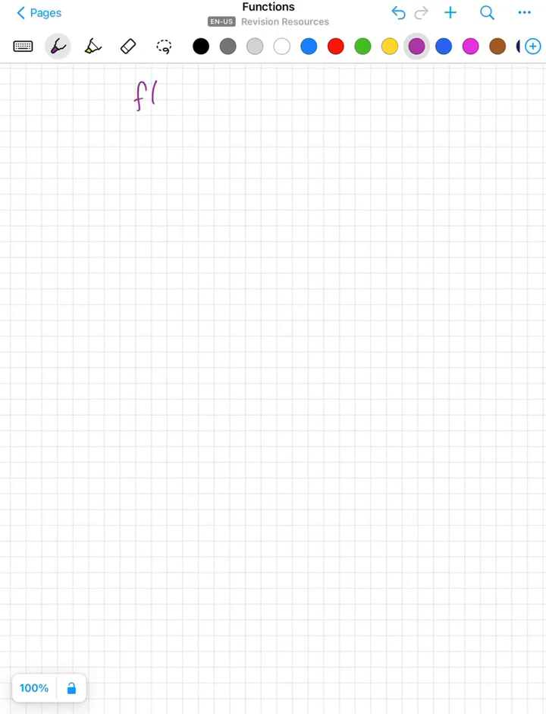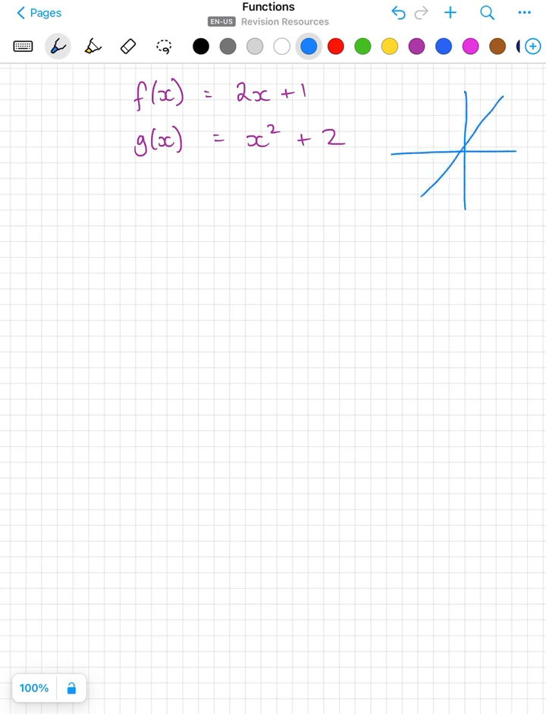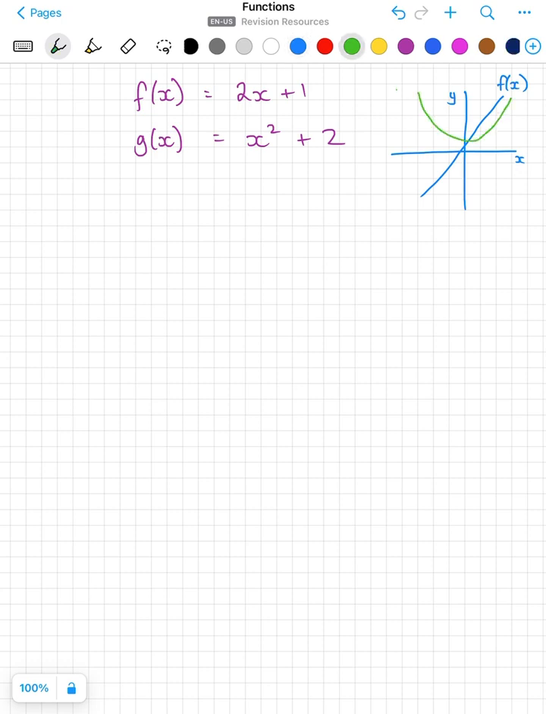Functions. Let's consider the following functions. f(x) equals 2x plus 1 and g(x) equals x squared plus 2. The understanding of what functions are is essentially linked to equations on a graph. So this might be the line of f(x), where we have our x and y axes, and then we've got x squared plus 2, which might look a little something like that, and that would be g(x).